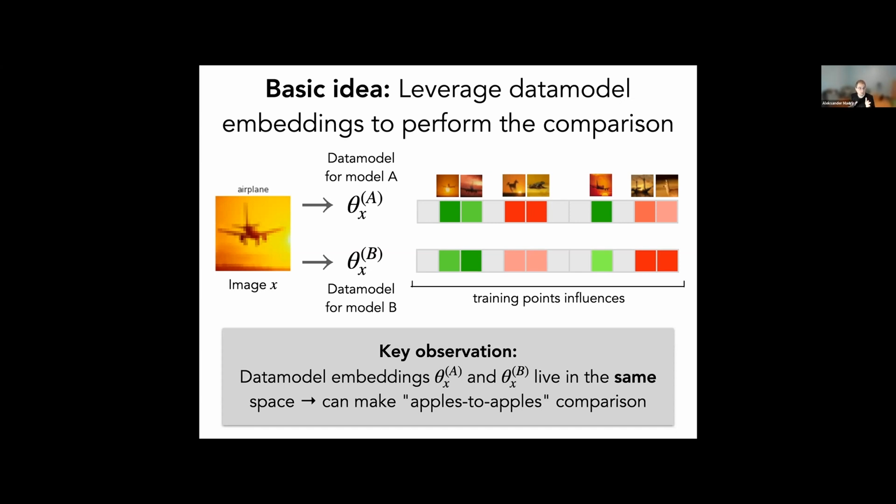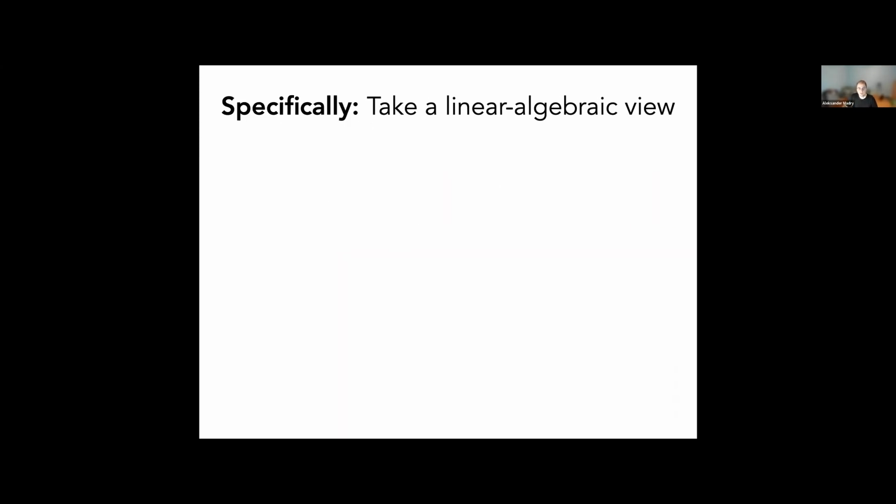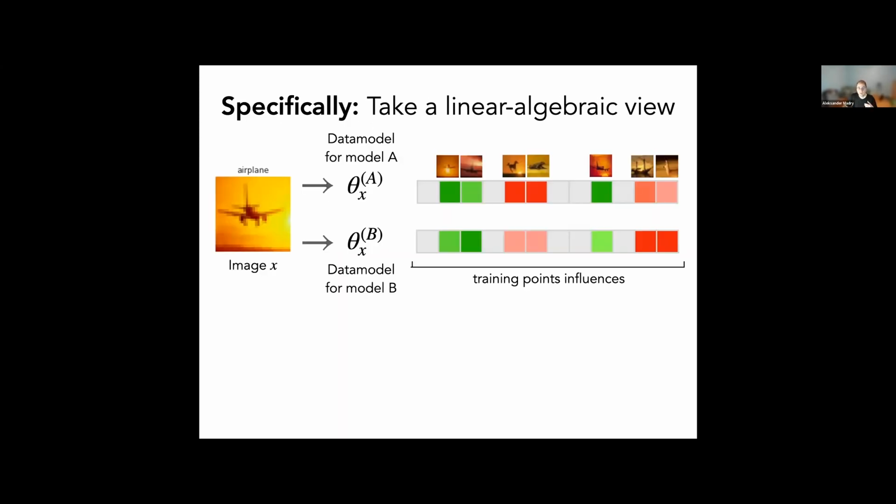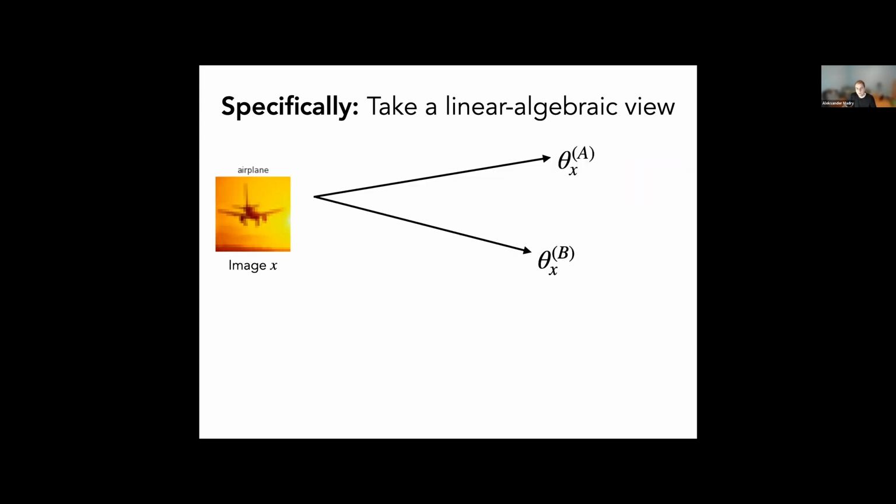Even though the models can have very different characteristics, maybe one of them is a deep learning model and the other is some other class of models, this embedding is still shared. So you really can make an apples-to-apples comparison in this space. Specifically, you take a linear algebraic view in which you view these two data model vectors as vectors.